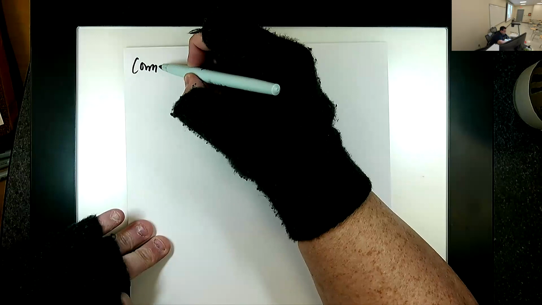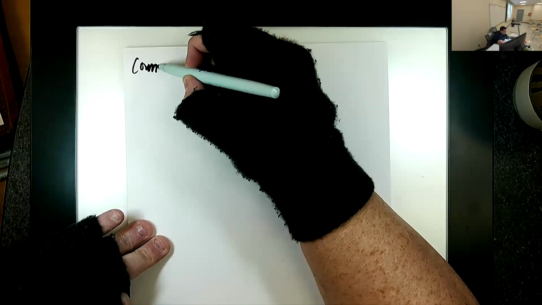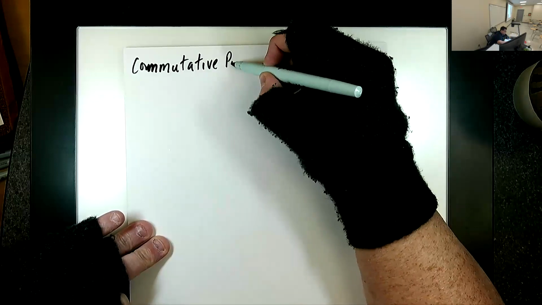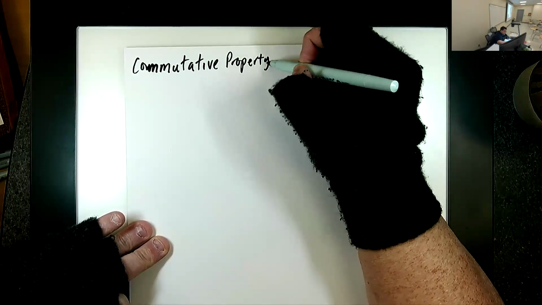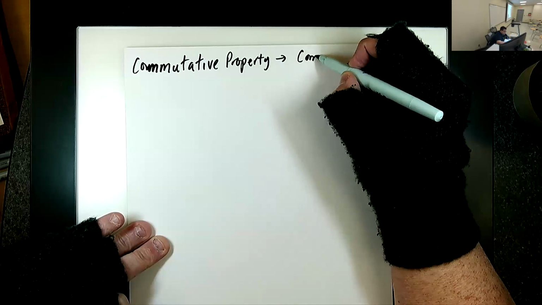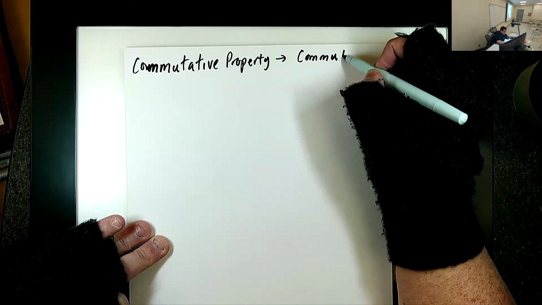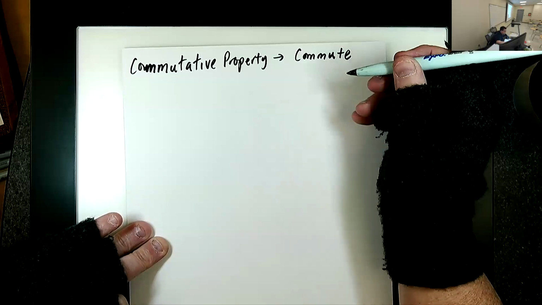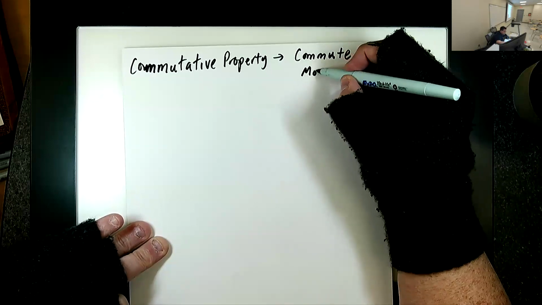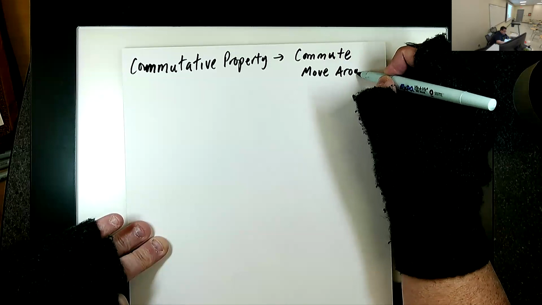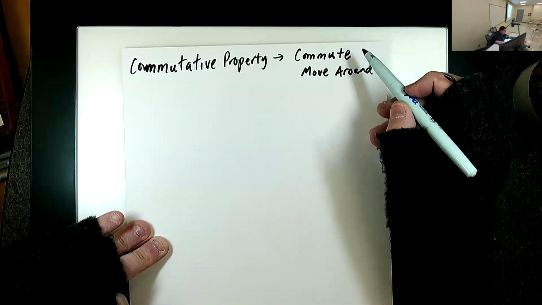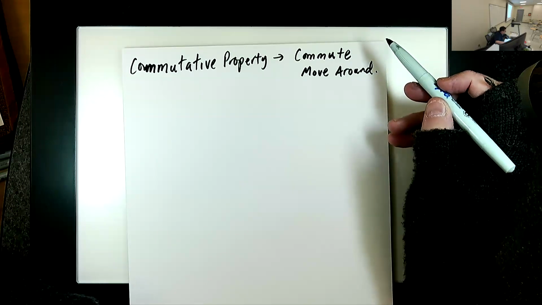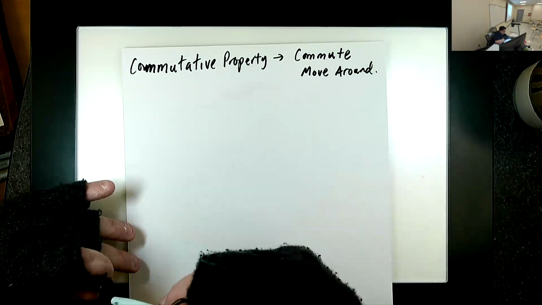So the commutative property, that should be 2 M's here. It kind of looks like the word commute. If you commute to work or commute to school, it's how you move around to get to work or get to school. So commuting in mathematics, the commutative property is when the numbers move.